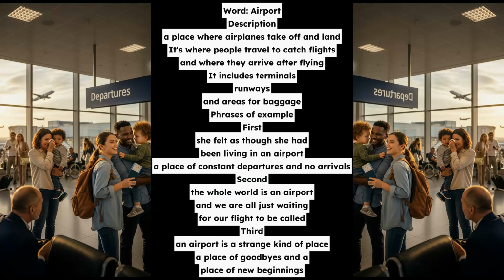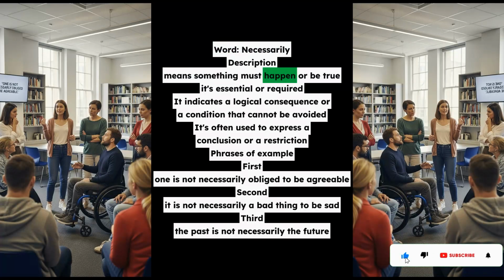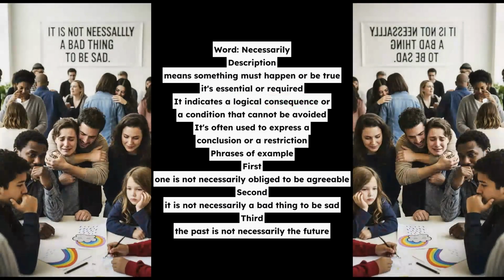Word: necessarily. Description: means something must happen or be true, it's essential or required. It indicates a logical consequence or a condition that cannot be avoided. It's often used to express a conclusion or a restriction. Phrases of example. First, one is not necessarily obliged to be agreeable. Second, it is not necessarily a bad thing to be sad. Third, the past is not necessarily the future.